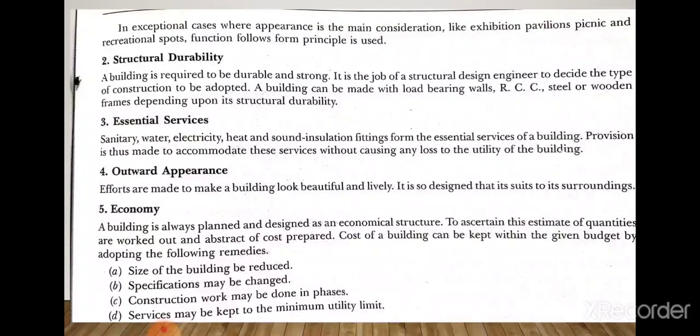Number 5, which is also a very important point, economy. A building is always planned and designed as an economic structure. To ascertain this, estimates of quantities are worked out and an abstract of cost is prepared. You have already studied these things in estimating. The cost of a building can be kept within the budget by adopting the following remedies. That means the cost of a particular building can be reduced if we take the following steps.